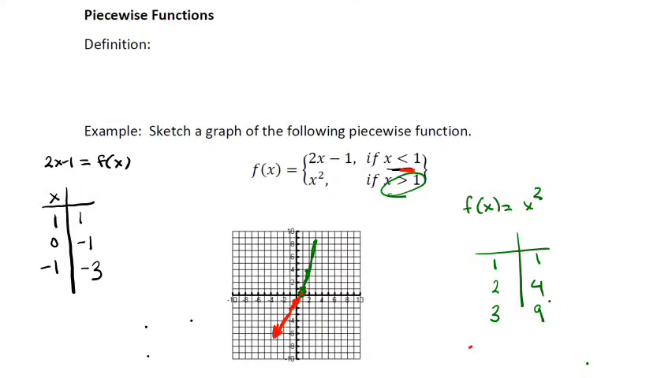And then if I were asked to talk about the domain of this function, I can tell from the graph that my domain is all real numbers except x is 1. So I could write that this way: x is not 1. Or I can use interval notation.